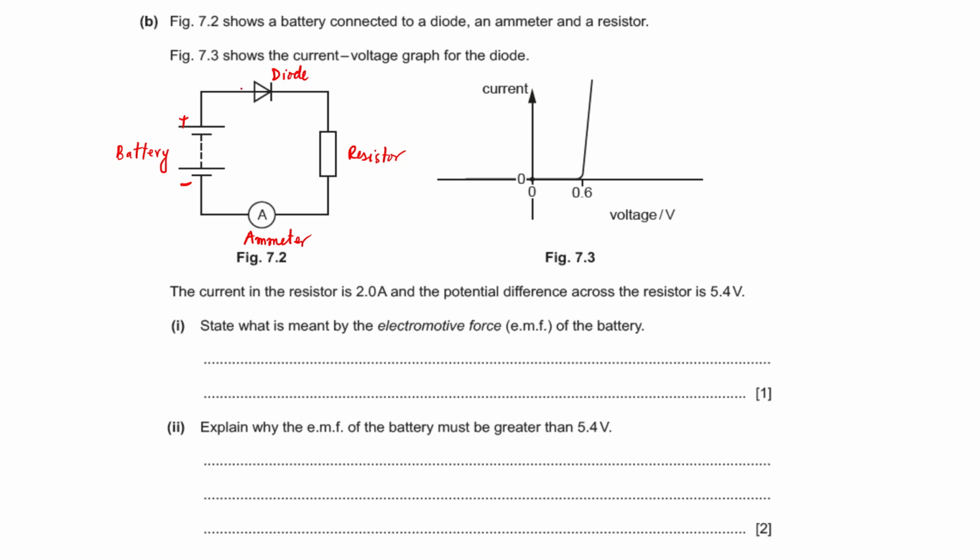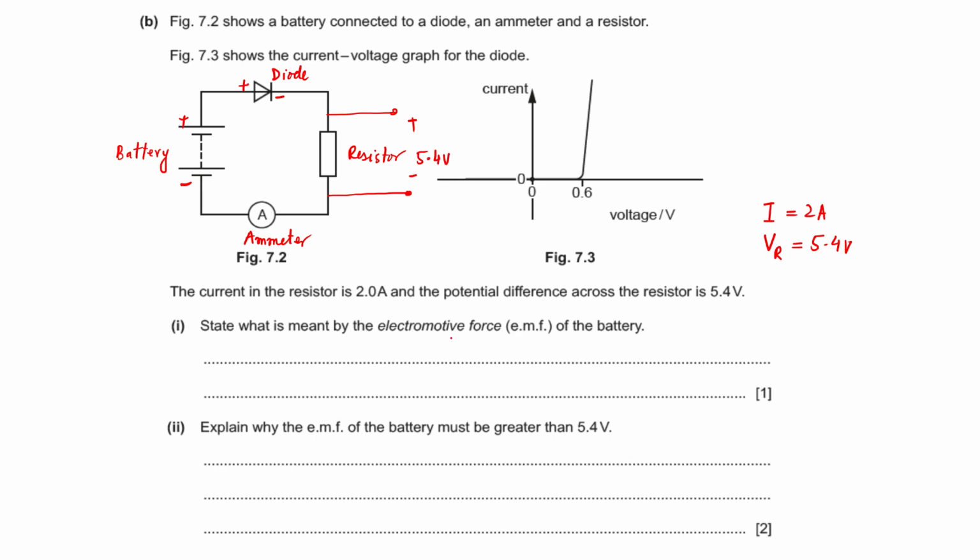So remember the diode is forward biased. Positive is connected to the positive terminal, negative to negative, so the current flows in the circuit. The diode is forward, and the current in the resistor is 2 amperes. So I is 2 amperes. And the potential difference across the resistor, VR, is 5.4 volts. So if I'm measuring potential difference, it is 5.4 volts.